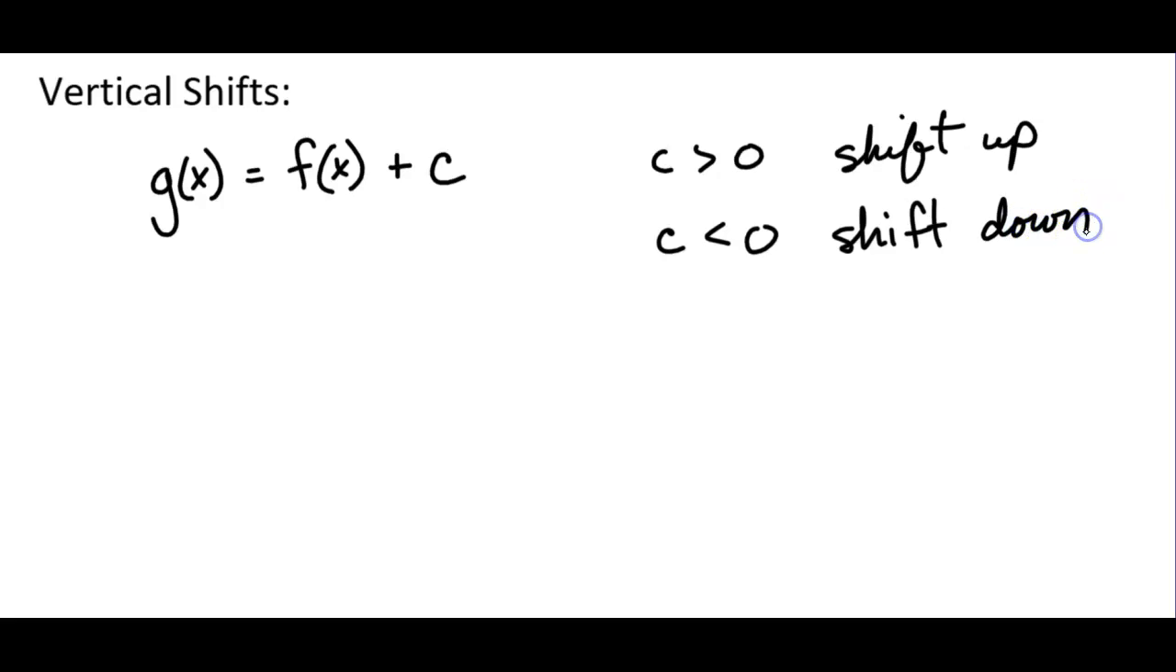That's one way we could write it. So we often talk about functions shifting up or shifting down. And what we're doing is we're just taking our graph and we're moving all of those outputs up or down by the c amount.